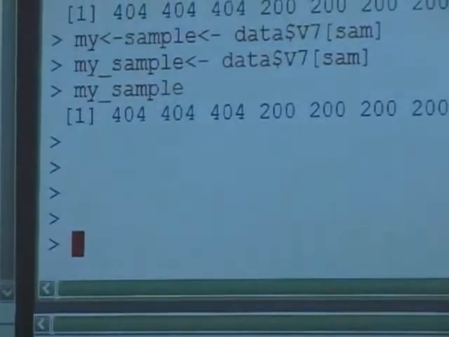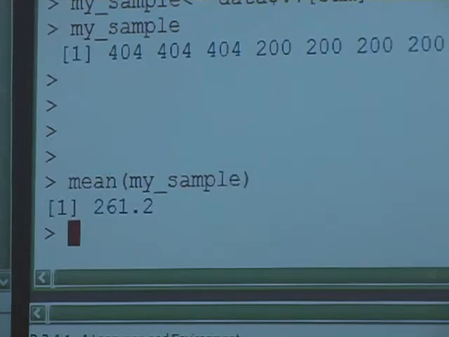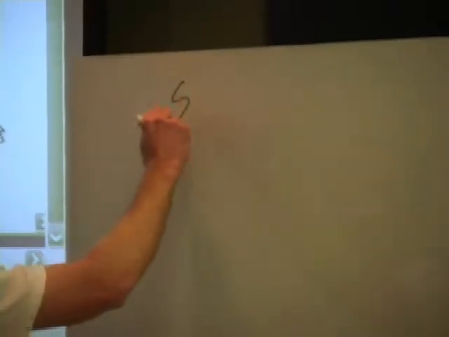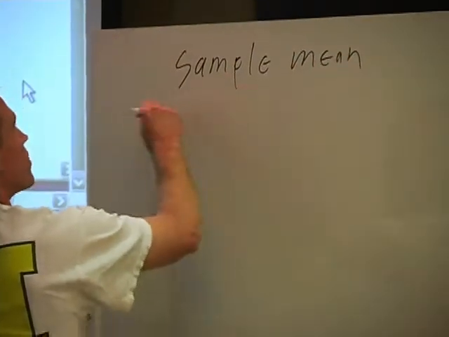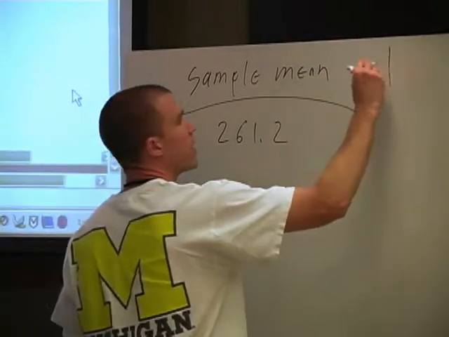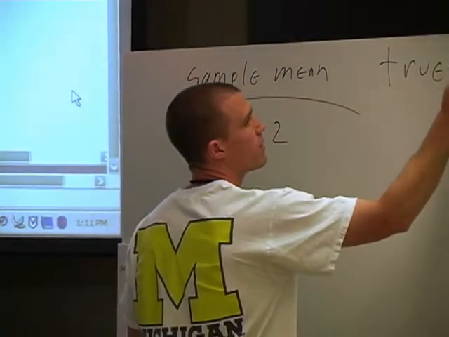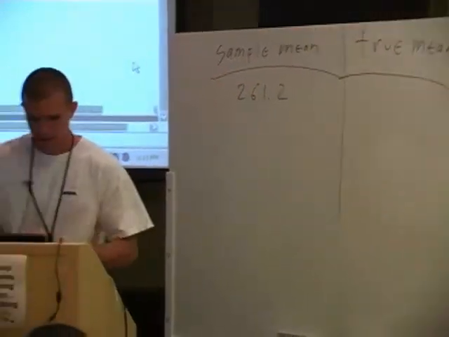Okay, so if I take the mean of my sample, it's 261.2. So this is the mean of my sample, so it's called a sample mean. And this time it came out to be 261.2. And then we could compare that to the true mean. Now, in general, if you didn't really want to mess with the whole data set, you wouldn't really know the true mean. But here, it's only 1922.